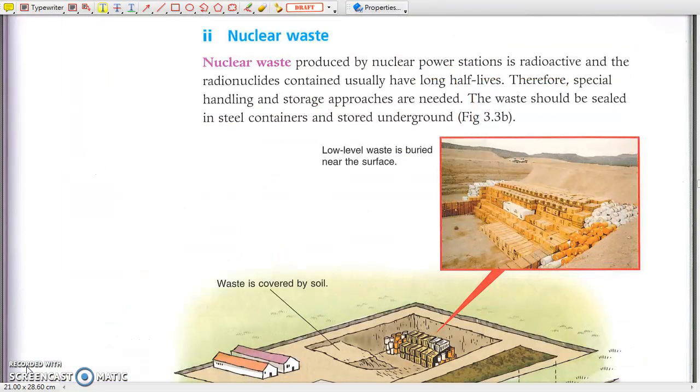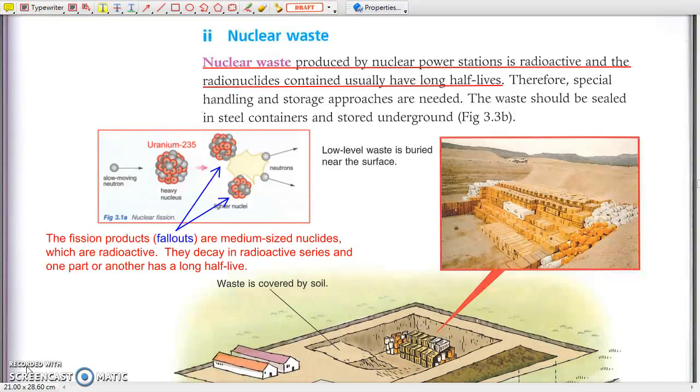2. Nuclear waste. Nuclear power stations produce a lot of nuclear waste, as the fission products are usually radioactive, and they usually have long half-lives. Their activities may remain high for hundreds to thousands of years, or even more. Depending on their activity, they are stored differently.